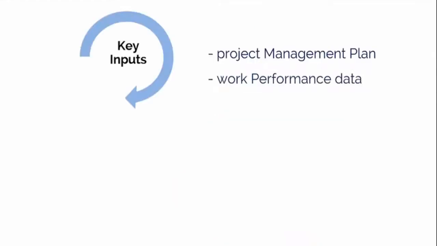Work performance data is about obtaining the status of deliverables such as which activities have started, finished, how much progress they've made, costs that have been authorized, and estimates for the future. All of this is needed to gauge project progress at a point in time.